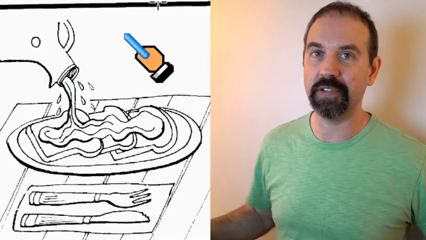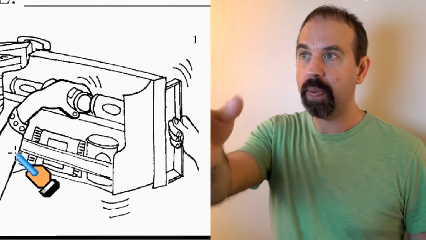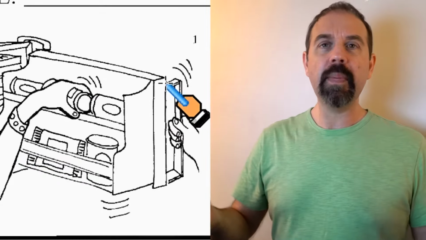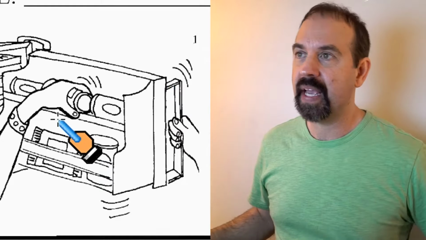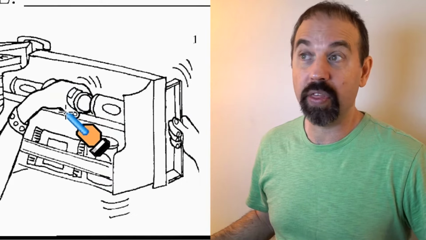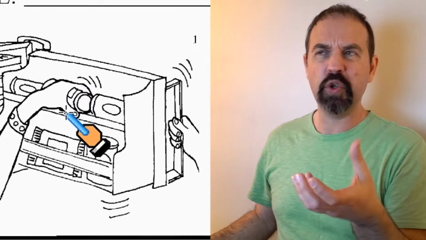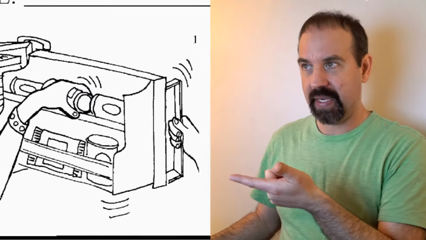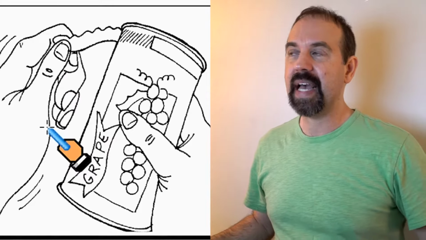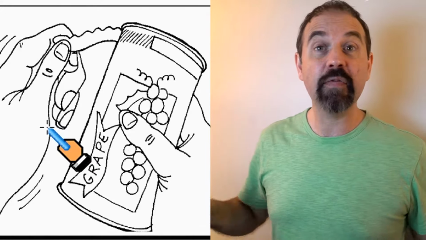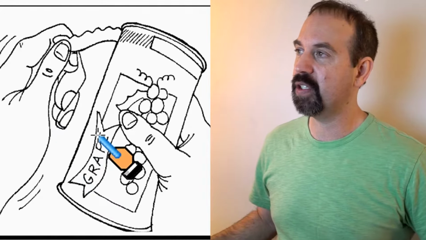Let's do another image. In this image, someone opened the freezer. Some people call it an ice box. And it looks like they're taking out with their left hand some type of tube. We could see here in image 2, it's actually a can. It's a can of grape juice. Right here it says grape.